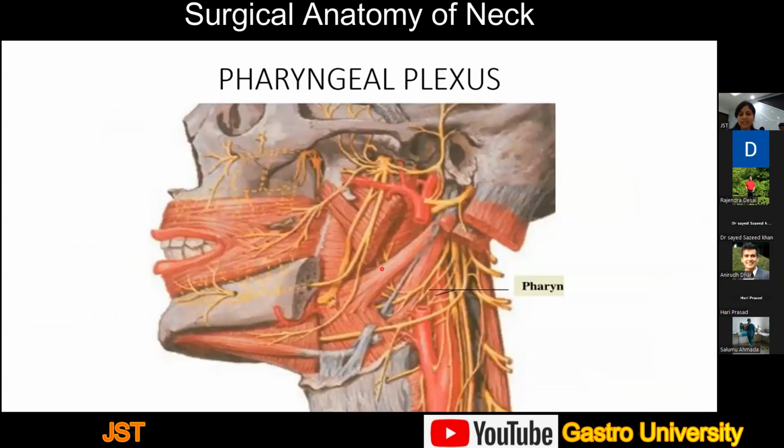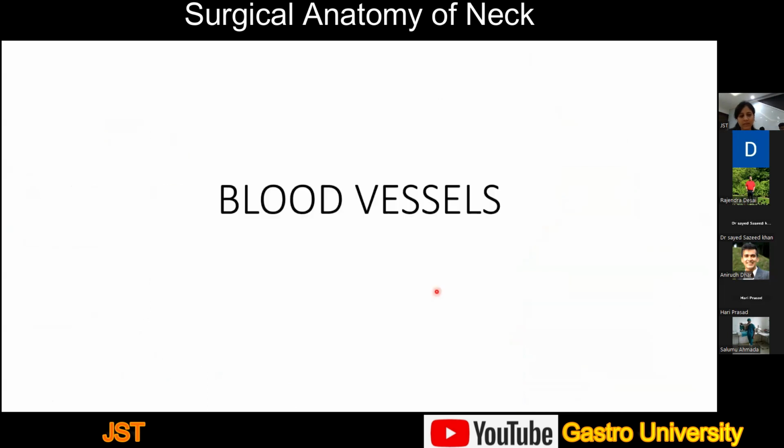Now, the pharyngeal plexus, we've already spoken about. It supplies all the muscles of the pharynx, except stylopharyngeus, which receives an individual supply from the glossopharyngeal nerve. It is formed by the ninth and 10th cranial nerves, and sympathetic and cervical plexus branches.